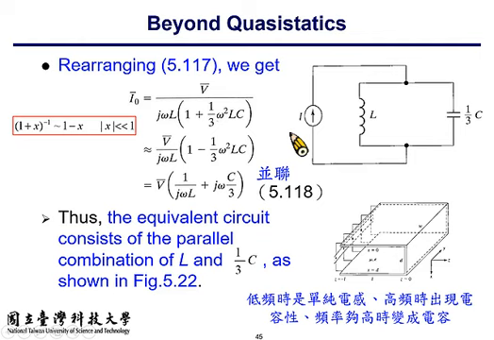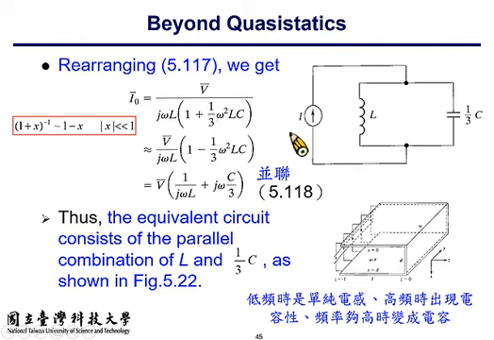And you can see the admittance can be expressed as a parallel combination of an inductor and a capacitor of a value C/3. So the effective equivalent circuit can be drawn like this.